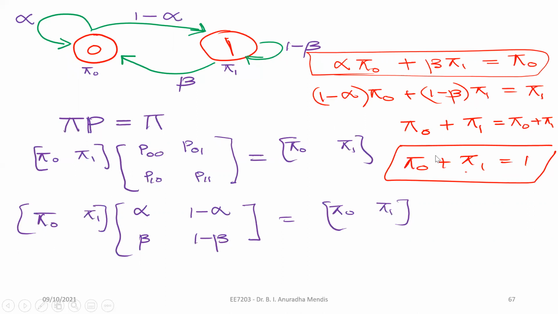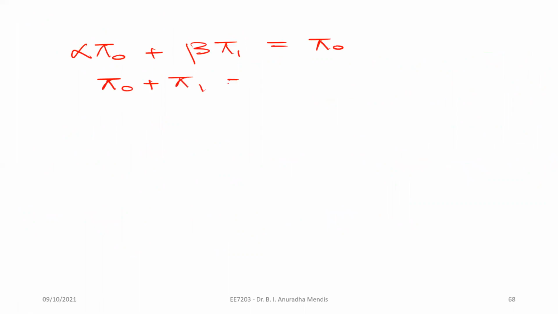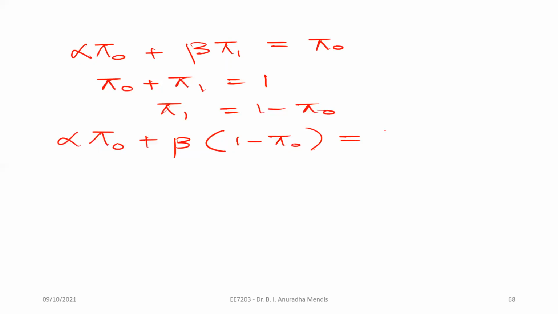Now you have these balance equations. Alpha phi naught plus beta phi1 equals phi naught. So this is the first balance equation. But you know that phi naught plus phi1 equals 1. You can write phi1 as 1 minus phi naught. So what you end up with is alpha phi naught plus beta (1 minus phi naught), using 1 minus phi naught instead of phi1.